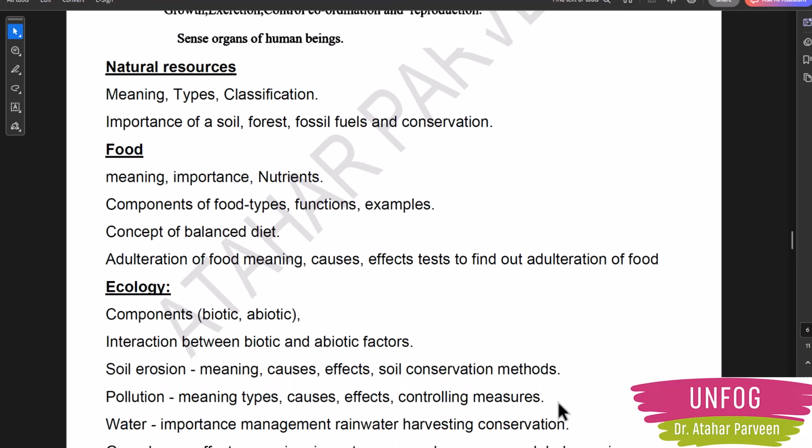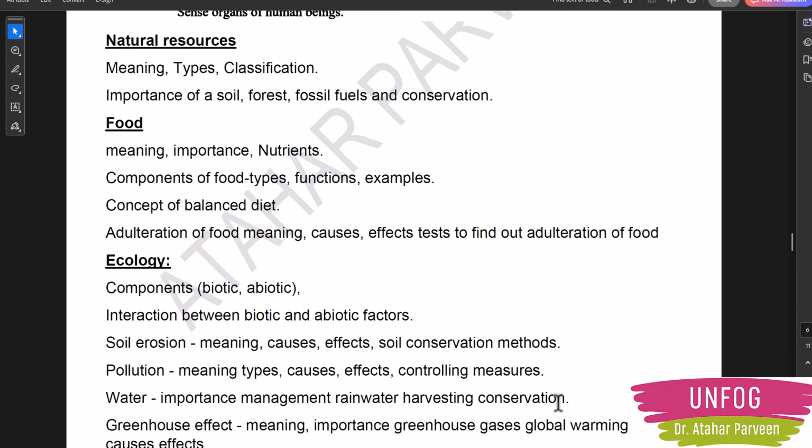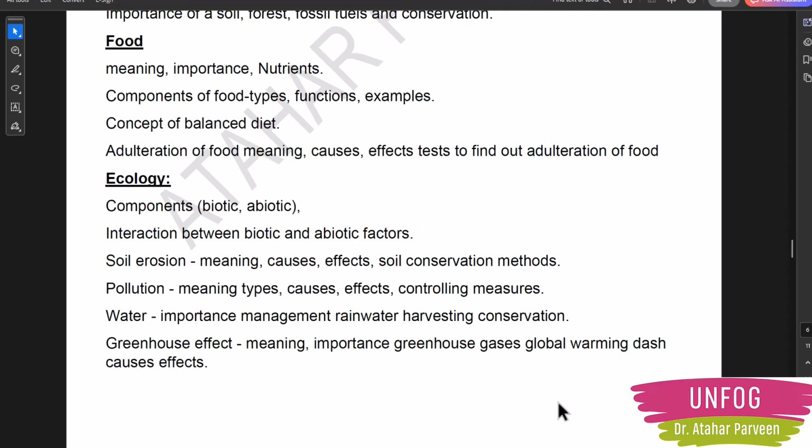Then we have natural resources. In natural resources, what is the meaning, types, classification? Natural resources means air, water, soil, all that we'll study about. We'll also study about food. Food means what are the nutrients, what is the importance of those nutrients. We'll study about vitamins and minerals and what are the different types of foods like carbohydrates, fats and proteins. We'll study about their importance. Then we'll also study about balanced diet.